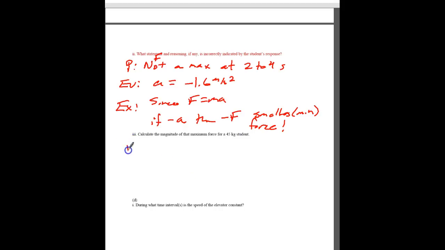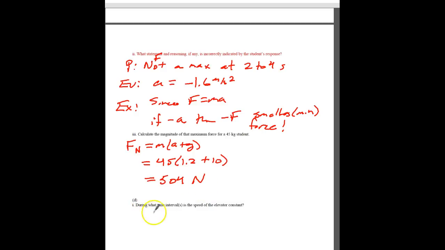Next thing they want us to do is calculate the magnitude of the maximum force for a 45 kilogram student. So we've already done an equation. We said Fn is equal to m times a plus g. We did that back a couple steps. And so our mass here is 45. The acceleration is positive 1.2. And we need to add that to gravity, which is 10. And so we end up with 504 newtons.